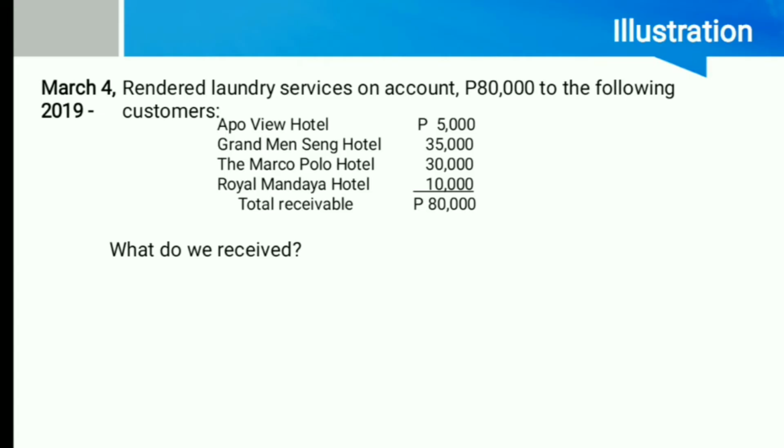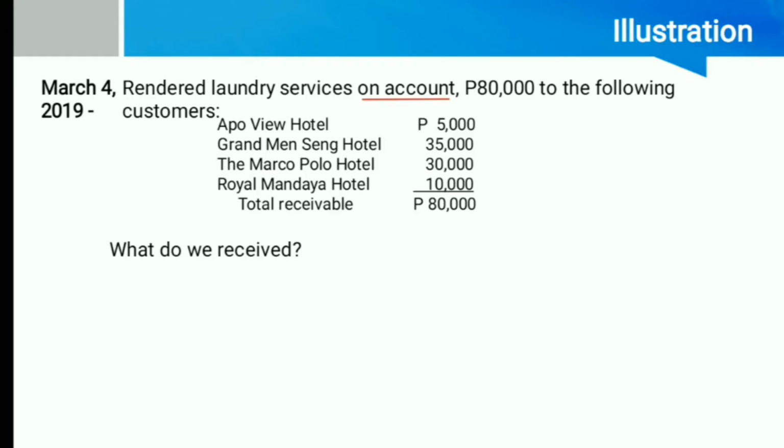Take note that in this transaction, Davao Laundry Services rendered its laundry services on account, meaning to say, utang, hindi pa bayad. So, hindi pa bayad yung services na binigay ni Davao Laundry Services, which means si Apo View Hotel ay may utang kay Davao Laundry Services ng 5,000 pesos. Si Grand Menseng Hotel ay may utang kay Davao Laundry Services ng 35,000 pesos. The Marco Polo Hotel may utang na 30,000 pesos. Royal Mandaya Hotel ay may utang din na 10,000 pesos. So, in total, meron itong 80,000 pesos.